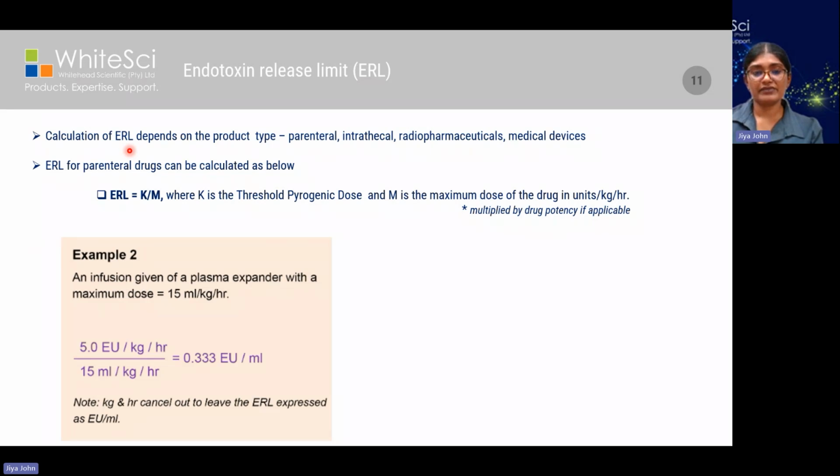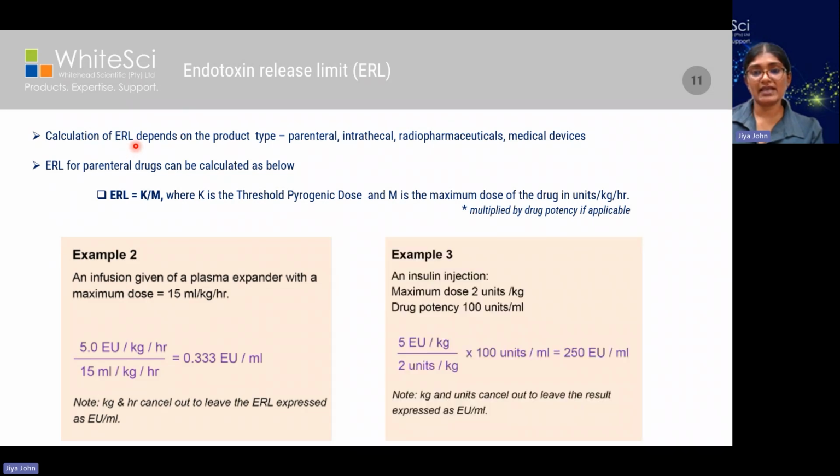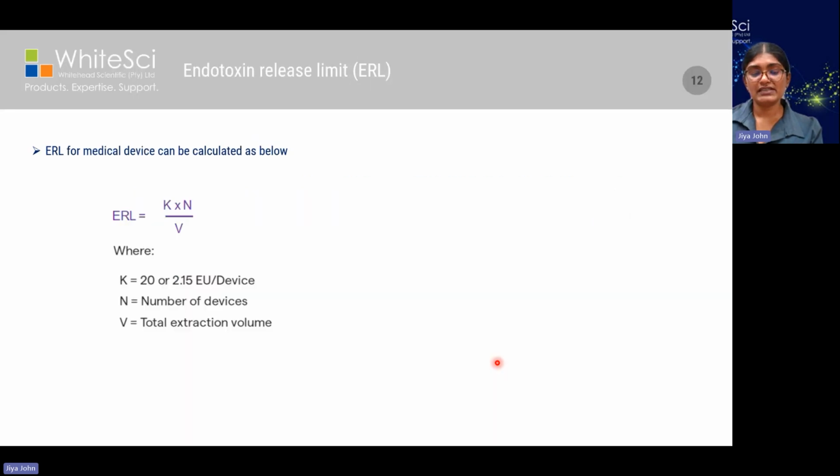So I have put two examples of how you calculate the endotoxin release limit. Sometimes you have to take into consideration the drug potency, if that information is available. Then you will have to use the formula K over M times the drug potency to get to the ERL, endotoxin release limit.